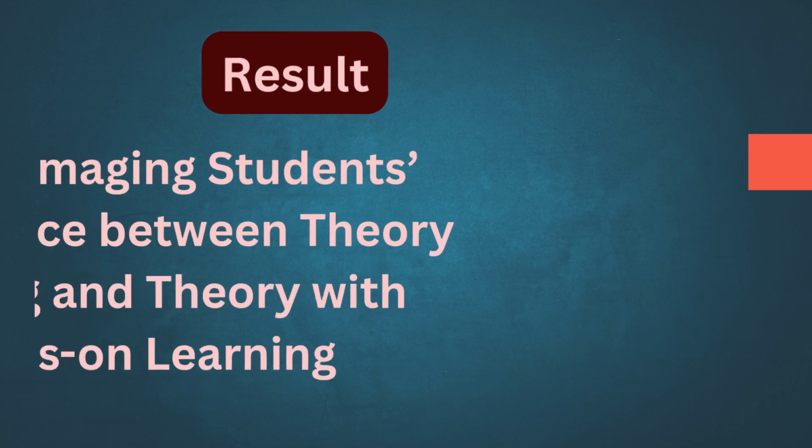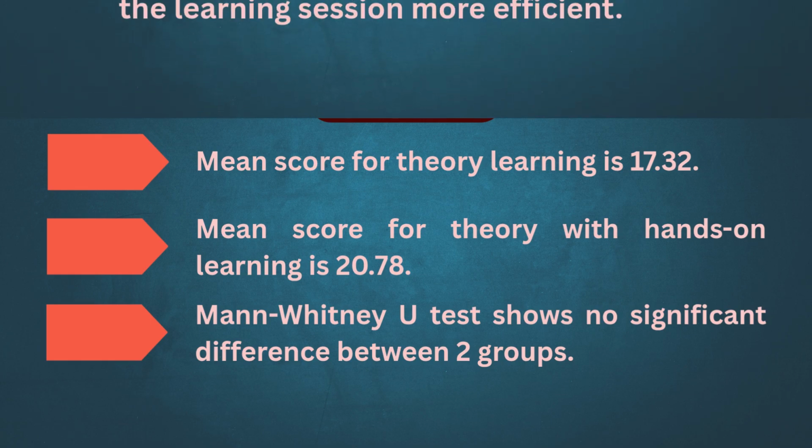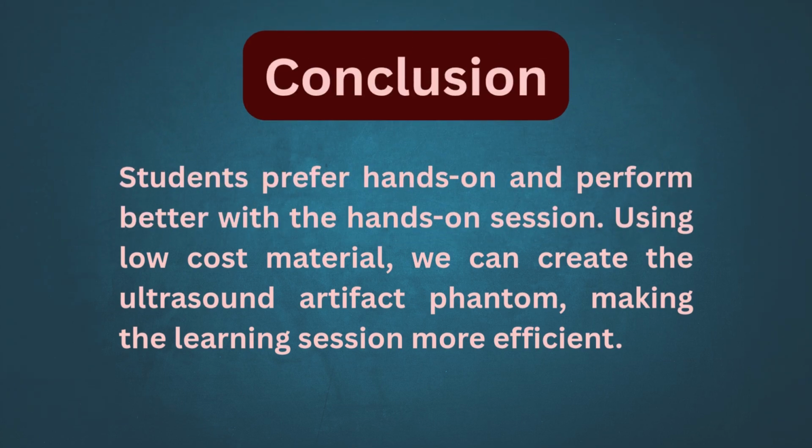Result. From the data collected, the Mann-Whitney U-test shows no significant difference between these two groups. However, the mean score for theory learning is 17.32, while the mean score for theory with hands-on learning is 20.78. Here, we can conclude that students prefer hands-on and perform better with the hands-on session. Using low-cost material, we can create the ultrasound artifact phantom, making the learning session more efficient.